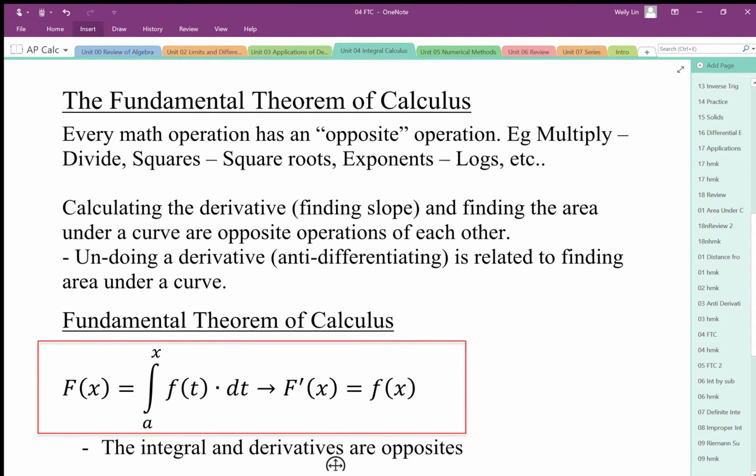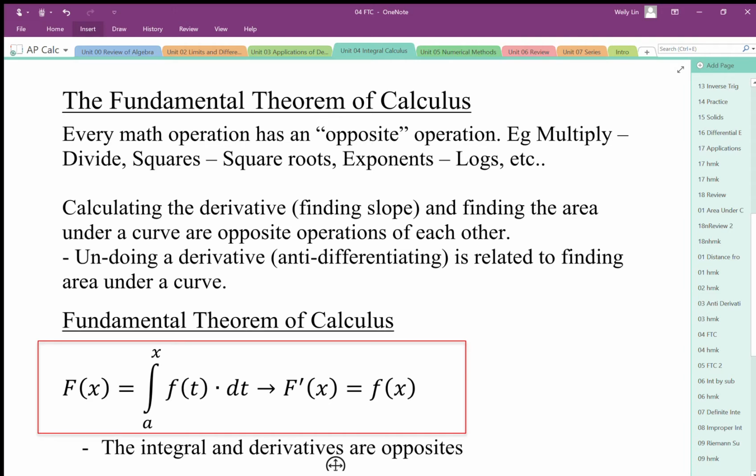So we are looking at the fundamental theorem of calculus. There are some big ideas in calculus, and one of them is this idea, not just in calculus but in math, that everything has an opposite. So times and divide are opposites, add and subtract are opposites, squares and square roots, sine and arc sine are opposites.